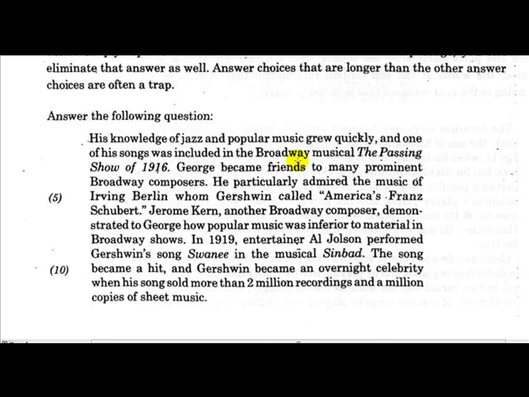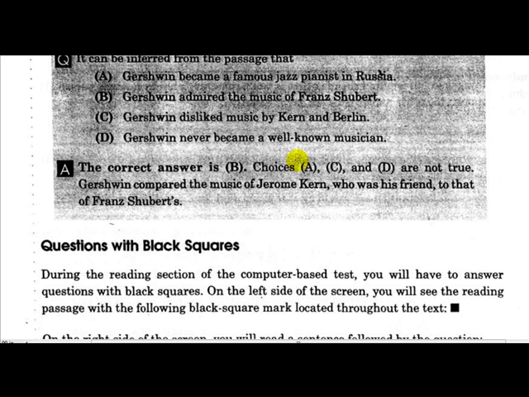Answer choices that are longer than the other answer choices are often a trap. Answer the following question. And here you have the passage. Here we have the question.